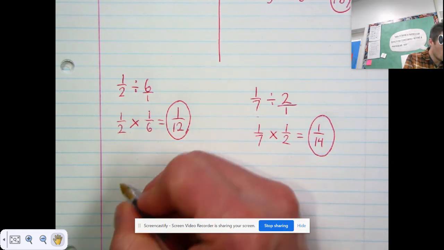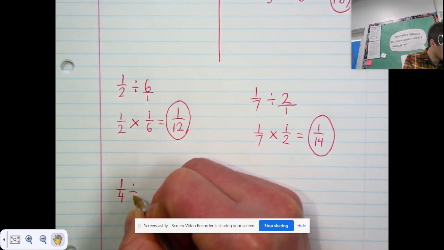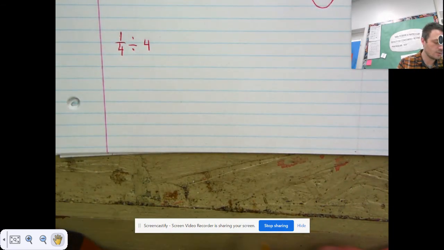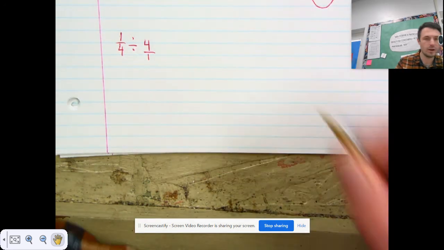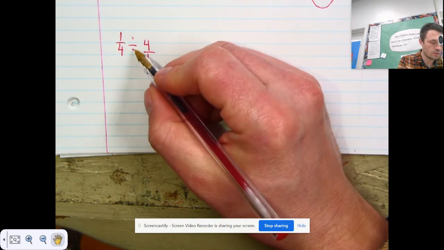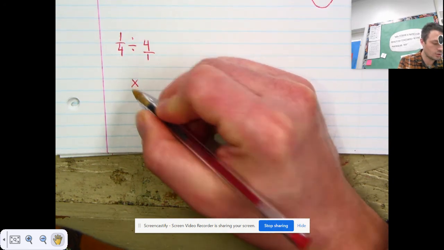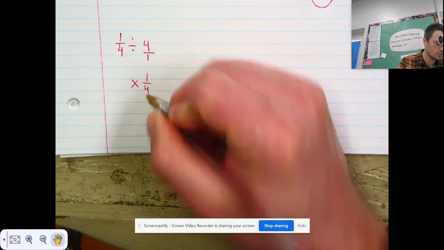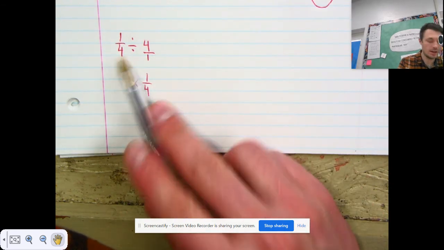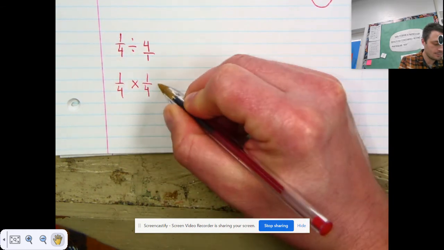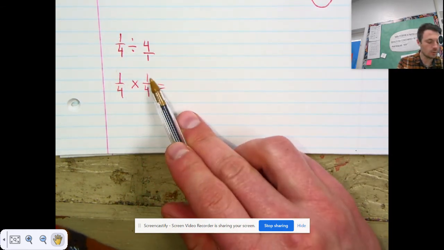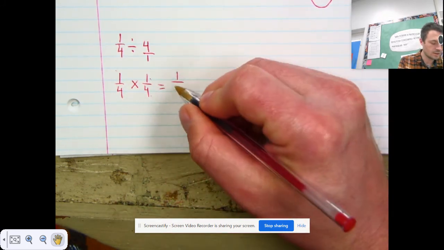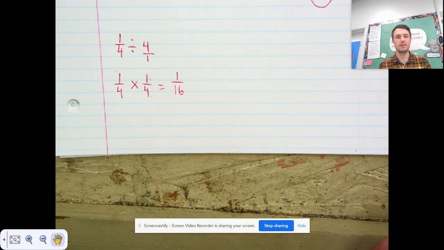Next, let's do 1/4 divided by 4. Step 1 is give the whole number a denominator of 1. Step 2 is reverse the operation from division to multiplication and flip the second fraction from 4/1 to 1/4. The first fraction, or the dividend, stays the same. Then you multiply the numerator times the numerator and the denominator times the denominator. 1 times 1 is 1. 4 times 4 is 16. 1/16 is the final answer.